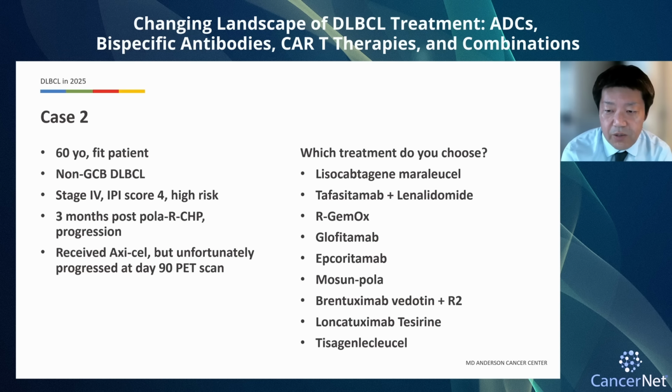Going back to the case, this patient had an early recurrence after first-line chemotherapy and then experienced early disease progression. Given this course, we did select axi-cel as a second-line treatment, supported by the ZUMA-7 trial data. Unfortunately, the patient progressed after CAR T-cell therapy. So what do we do next? The treatment choice can be liso-cel as a CAR T, tafasitamab, R-GemOx, glofitamab, epcoritamab, mosunetuzumab, polatuzumab-BR, Lonca-T, or tisagenlecleucel. Please vote.